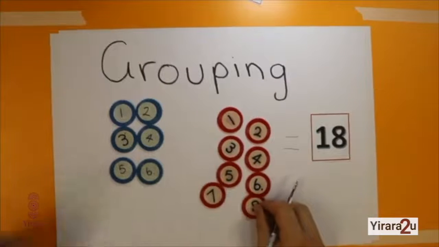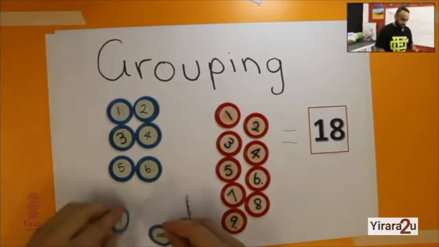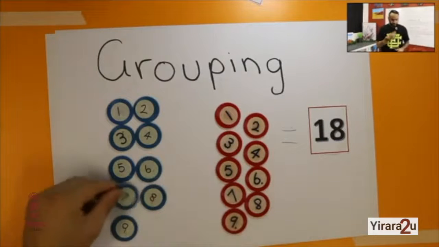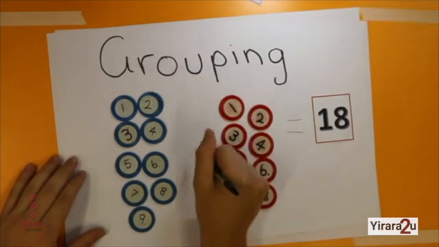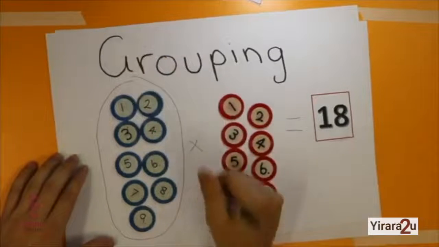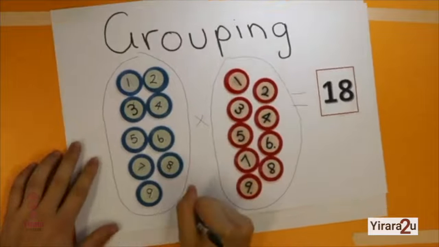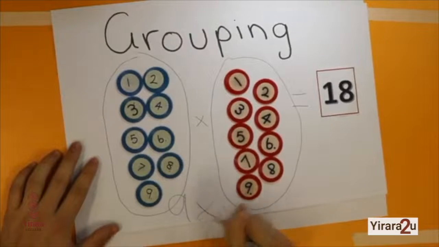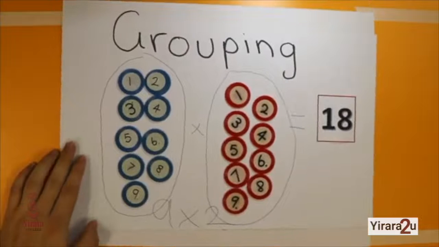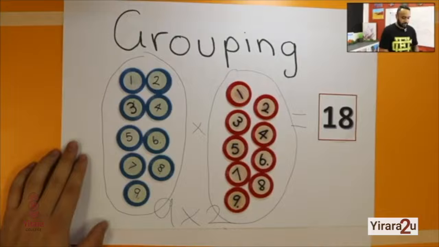All right, so Mr. Keegan's going to add some more counters, and as you can see, the equation to equal 18, as we've done on the board, would be 9 counters plus another group of 9 counters. Therefore, the 9 represents the number of counters in each group, and the 2 represents the number of groups we have. So we have 9 counters split into 2 groups, which equals 18. And that's a great way to understand grouping.